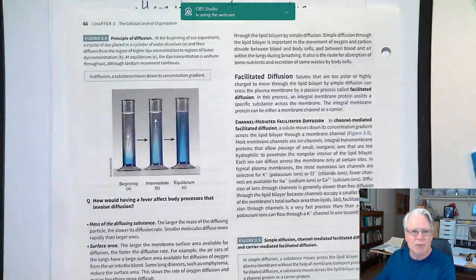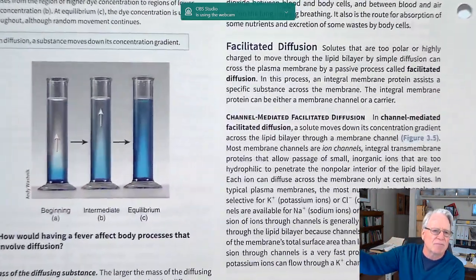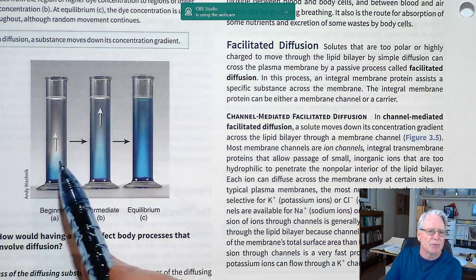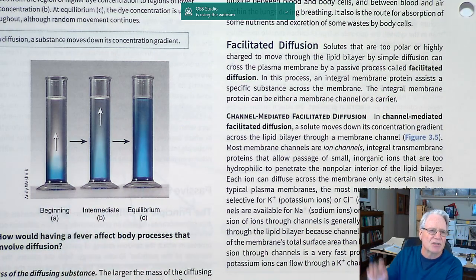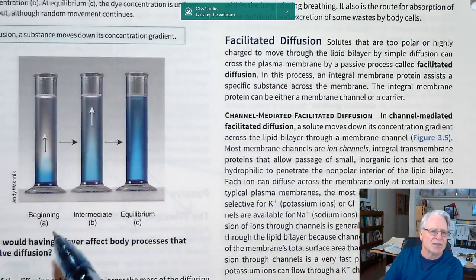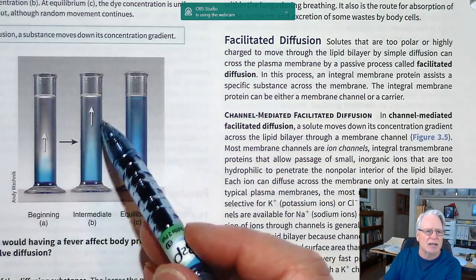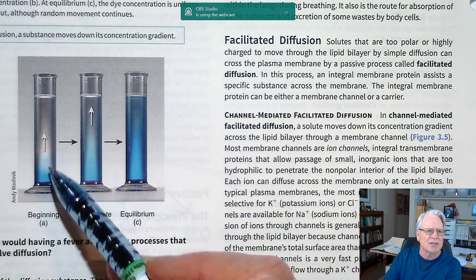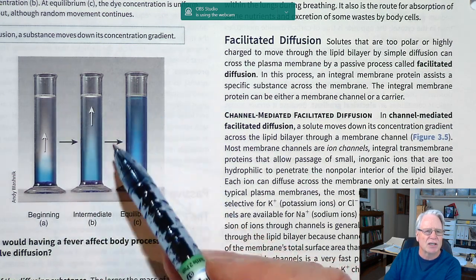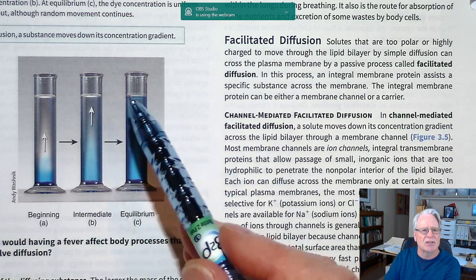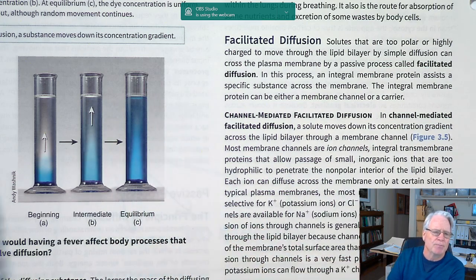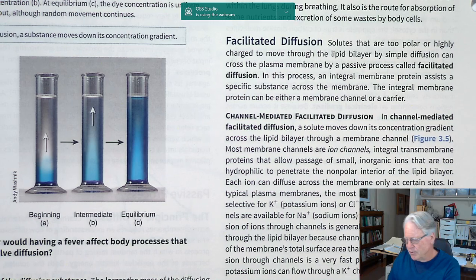Here is a liquid example of diffusion. So we have a blue dye of some sort concentrated here at the bottom of this test tube. And then as time goes on, you can see that that blue dye is moving from high concentration to low concentration until equilibrium is reached. That is a random and evenly distributed dye throughout the body of water. Okay, so that's an example of diffusion.